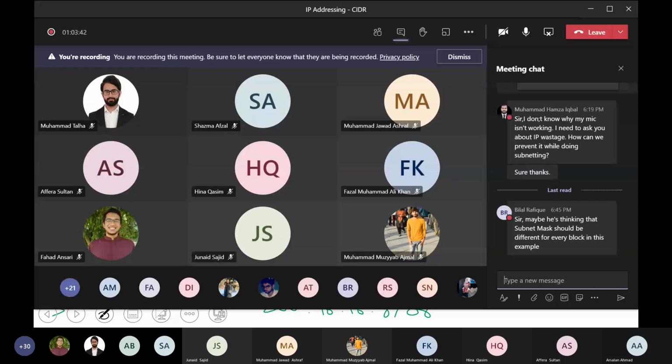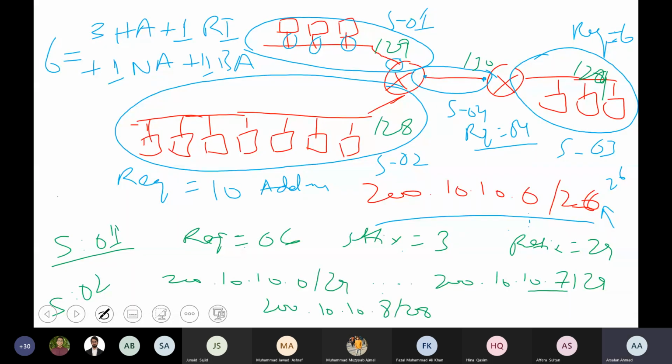Okay, who is this? Who answered? Afira, sir. Okay, Afira, good. The beginning address is 8. It is not divisible by the size of the block. The size of the block is 16. Okay, so that is why it is important to follow the rule.